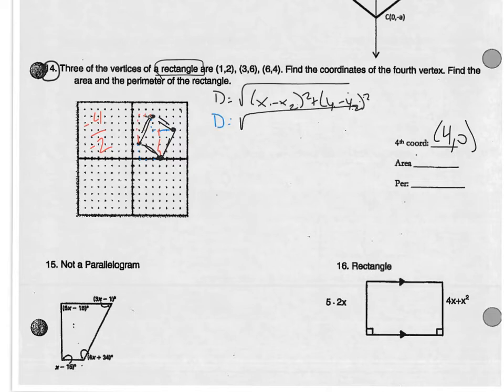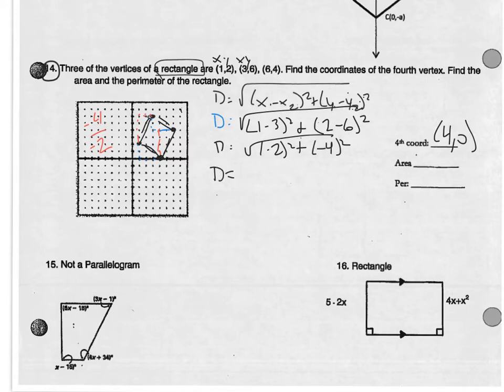So distances, now we know it's a rectangle, so opposite sides are congruent, so all we need is one of the base and one of the height. So I'm going to plug in 1 minus 3 squared plus 2 minus 6 squared, because I did x, y, x, y. So the distance is negative 2 squared, negative 4 squared. Distance is going to be positive 4 plus 16. So d equals the square root of 20, which is approximately 4.47. Okay, so we just found the distance of this side.